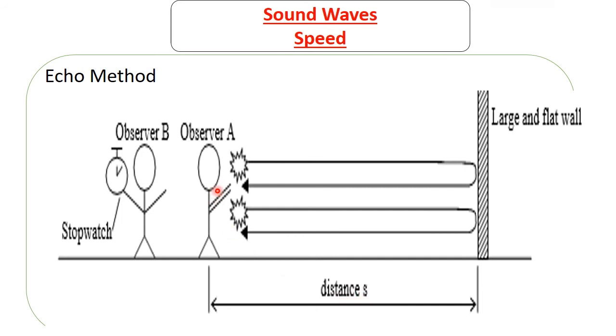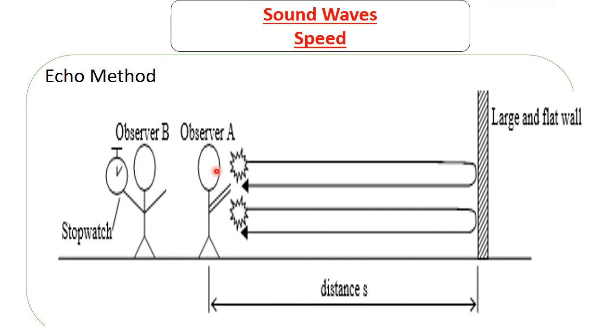So how it's going to be done for accuracy: observer A is going to clap about 50 times. Observer A does the initial clap. When the sound bounces back and reaches observer B's ears, observer B has to start the stopwatch. Then observer A has to continue clapping for 50 times.